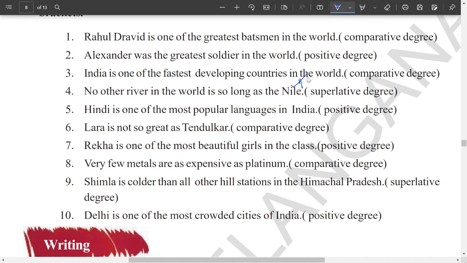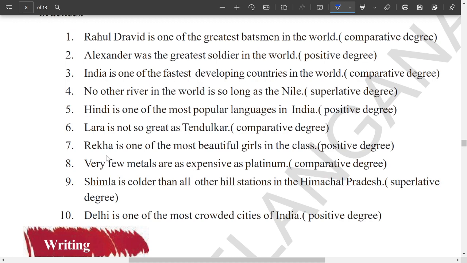Next one. Hindi is one of the most popular languages in India. Change this into positive degree. The most popular, that is in the superlative degree. So when you change that into positive, it changes into very few languages in India are as popular as Hindi. Okay. Next one, Lara is not so great as Tendulkar. That is positive degree. Change that into comparative. If you change that, Tendulkar is greater than Lara.